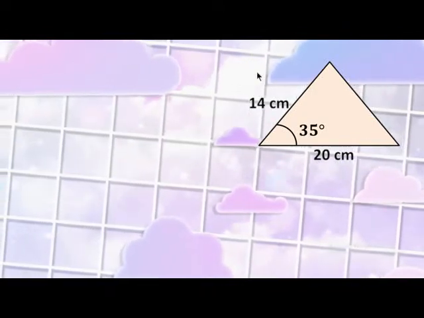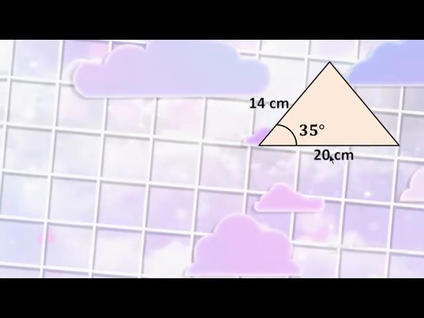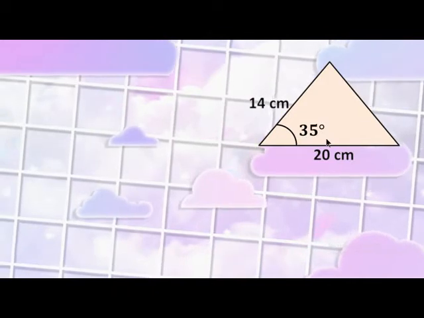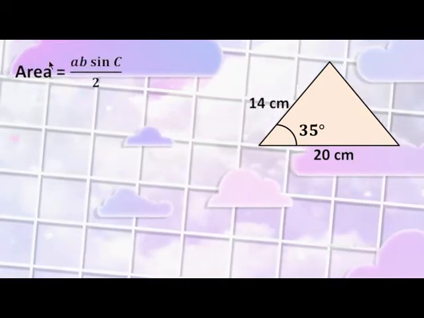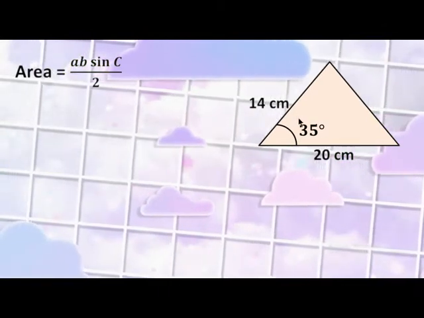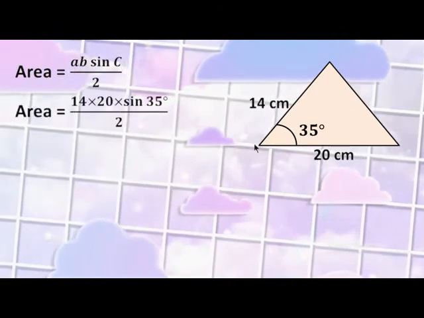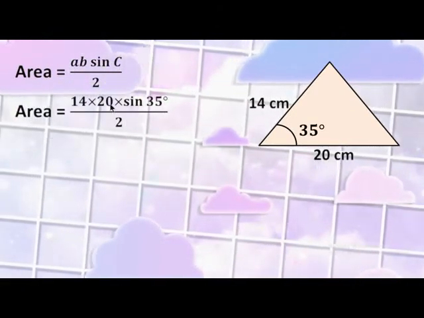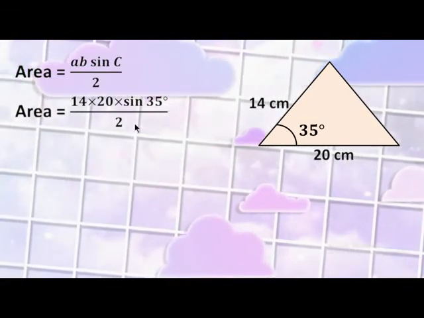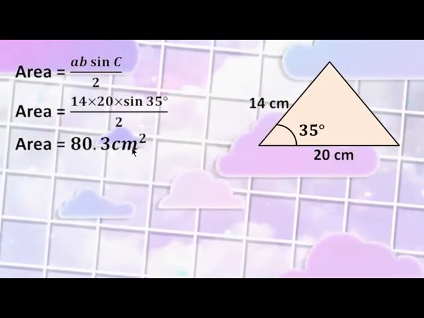Let's say this is not a right angle triangle. We know that this side is 14 centimeters and this side is 20 centimeters. And the angle between these two sides is 35 degrees. So, remember the area equals A times B sine C per 2. Let's say this is A, this is B, and this is the angle C. So, the area equals 14 times 20 times sine 35 degrees per 2. By your calculator, you will find that the area equals 80.3 centimeters squared.